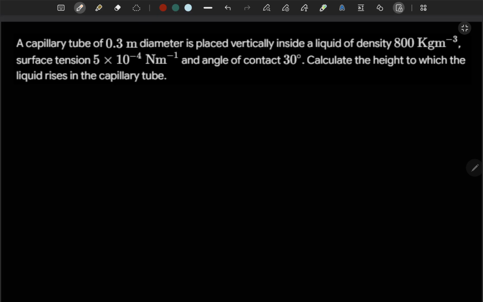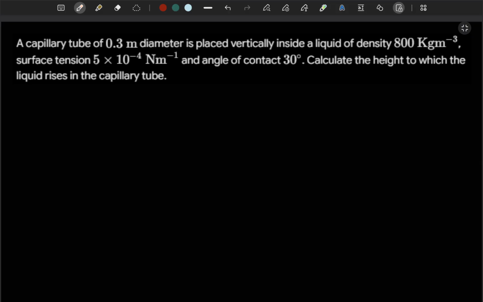The third question on surface tension is on your screen. Mostly we get these types of questions in examinations. A capillary tube of 0.3 meter diameter is placed vertically inside a liquid of density 800 kg per meter cube, surface tension 5 into 10 power minus 4 Newton per meter and angle of contact 30. Calculate the height to which the liquid rises in the capillary tube.